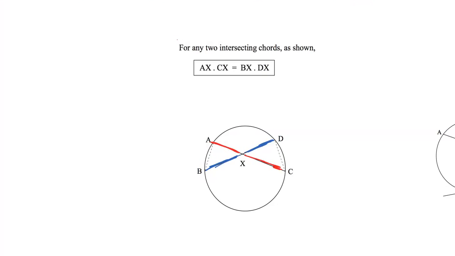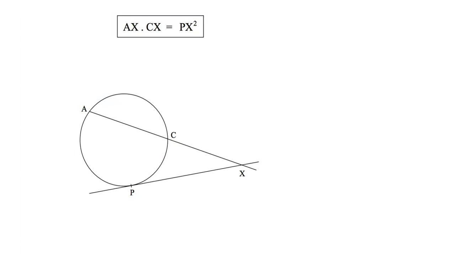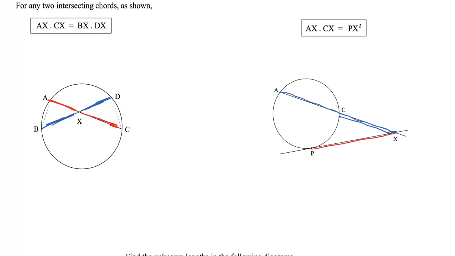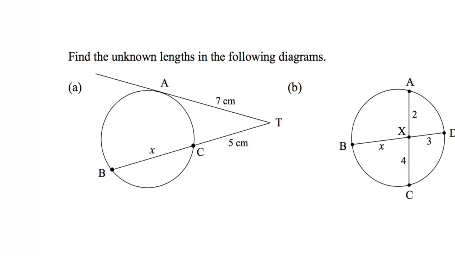Now, it's a sort of a corollary from that. We can also have a look at this. If we have a tangent and a chord intersecting at a point there, outside the circle, then what I can say is that if I take A to X, which is all the way across there, and I multiply it by the distance between C to X, it's going to be exactly the same value as the distance from P to X squared. Now, let's see if we can have a go at applying those rules to some different situations.